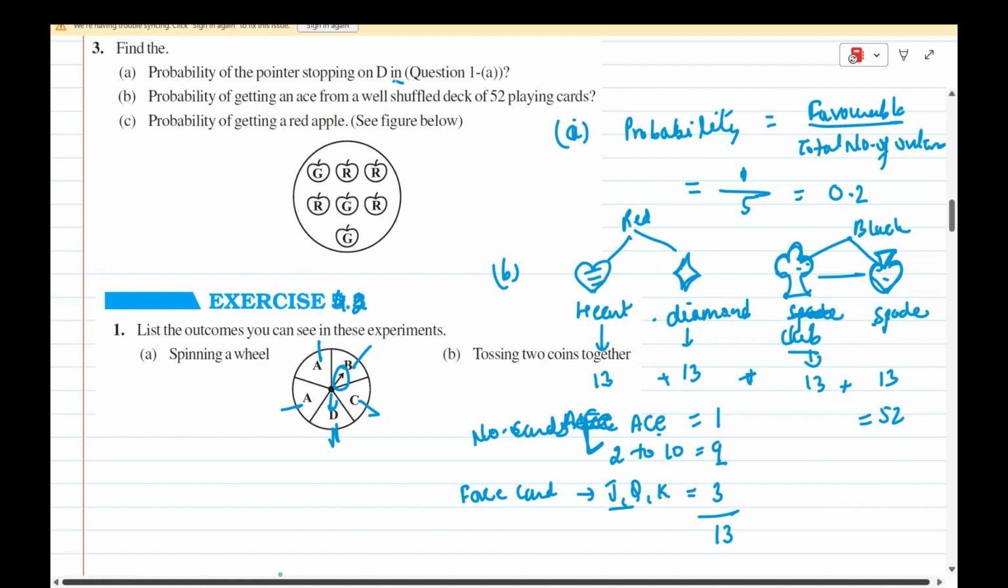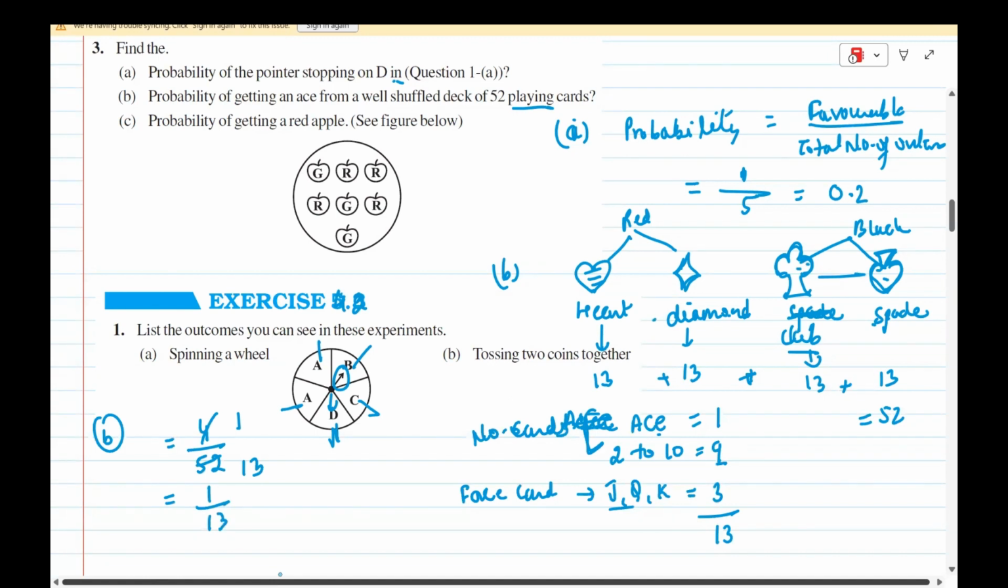Now come to the question. The B part says, probability of getting an ace from a well-shuffled deck of 52 playing cards. So how many aces do we have? 1 ace in each suit. So total I have 4 aces and the number of cards is 52. Cutting this, 4 ones are 4, 4 thirteens are 52. So the probability is 1 by 13.